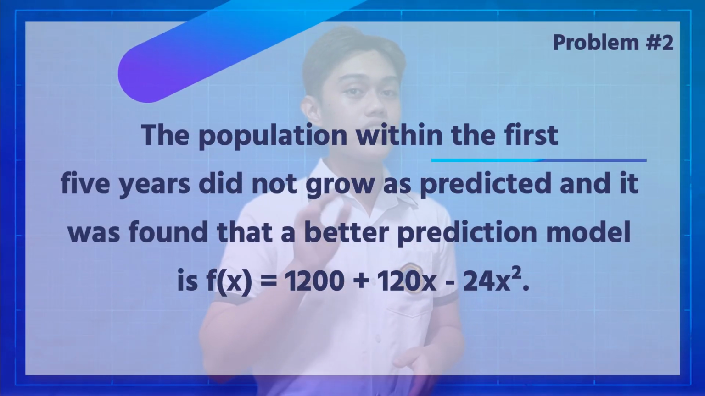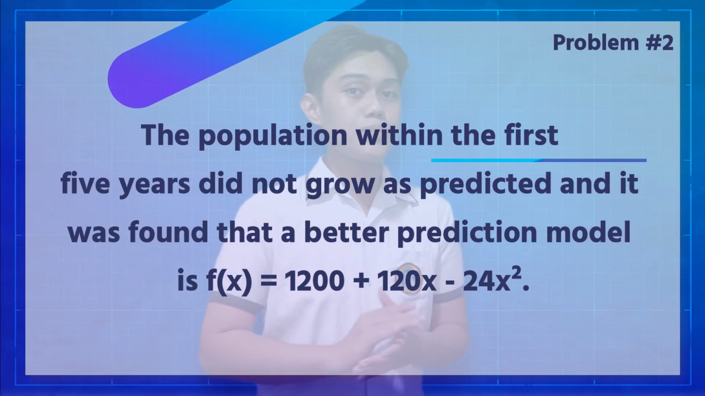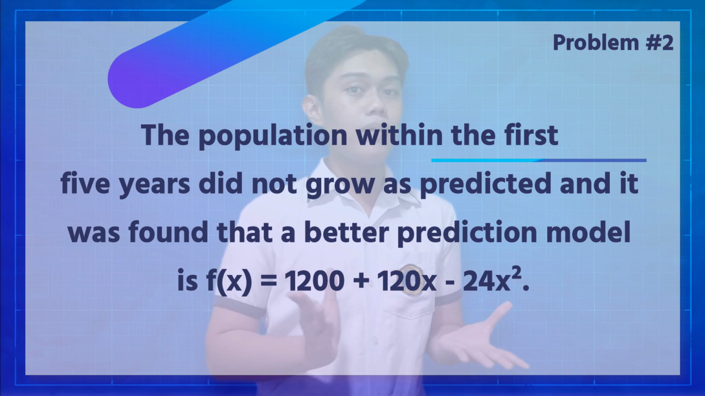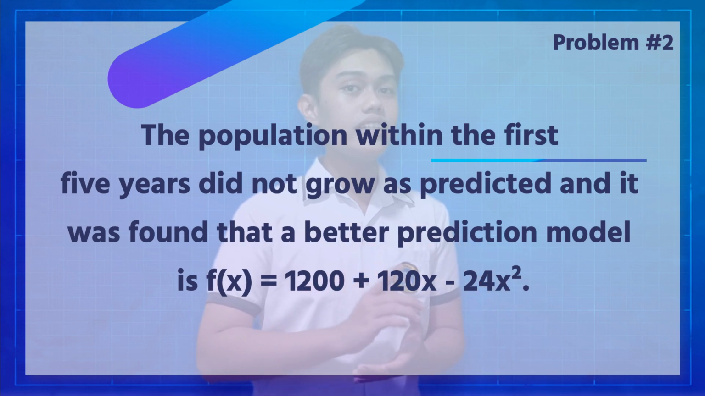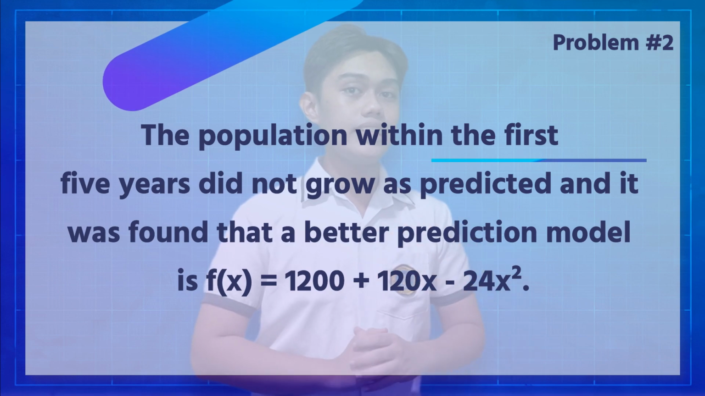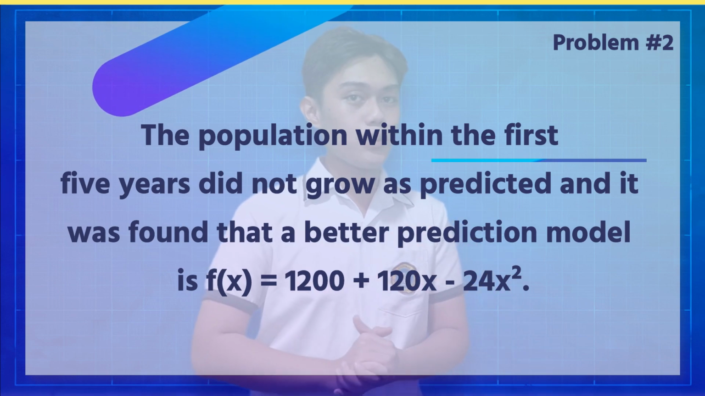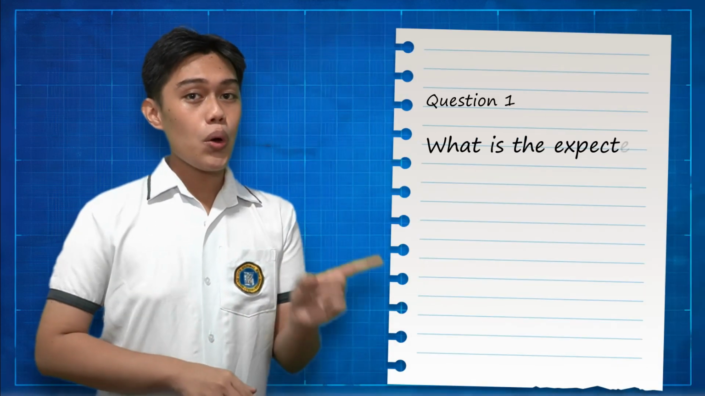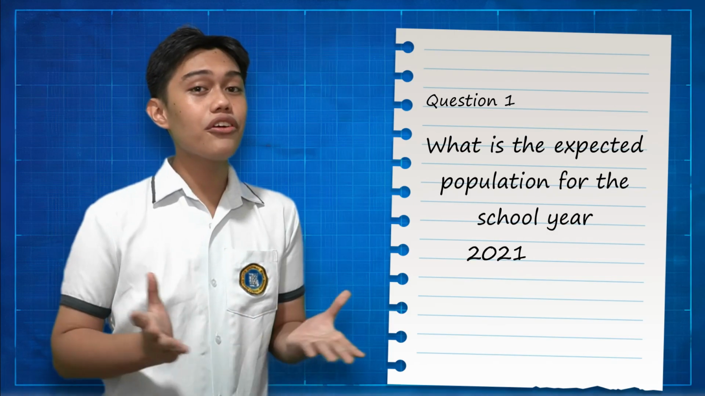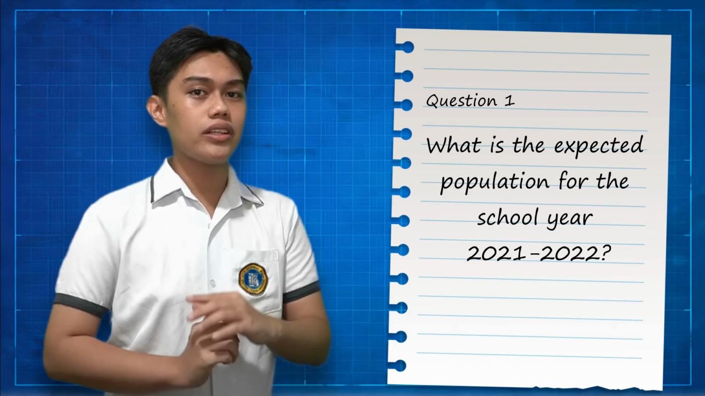The second problem is that the population within the first 5 years did not grow as predicted, and it was found that a better prediction model is f of x is equal to 1,200 plus 120x minus 24x squared. In this situation, we are going to answer 3 questions. And for the first question, what is the expected population for the school year 2021 to 2022?